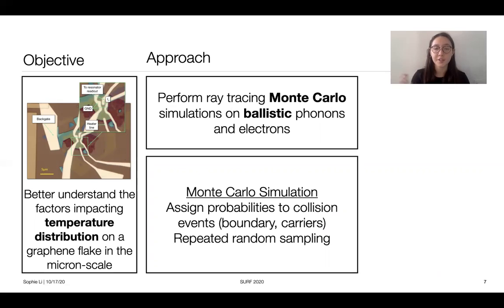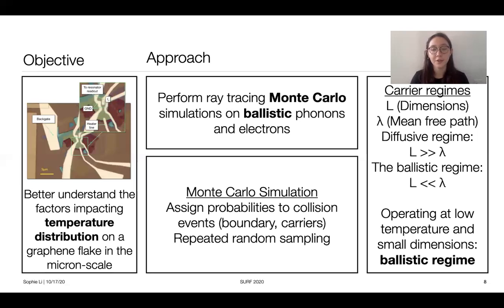So Monte Carlo simulations are simulations in which one assigns probabilities to each collision, to different factors within the simulation. So in our case, this was for collisions between carriers, in this case, phonons and electrons, and the boundary. And then through repeated random sampling of these probabilities, one can then have a better idea of the full physical system. Furthermore, we have to distinguish between two main carrier regimes, one being the diffusive regime, in which the dimensions of whatever sample you're looking at are much bigger than the mean free path.